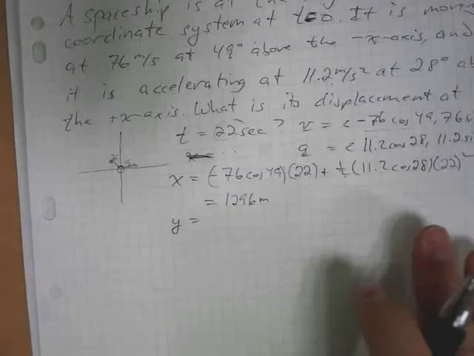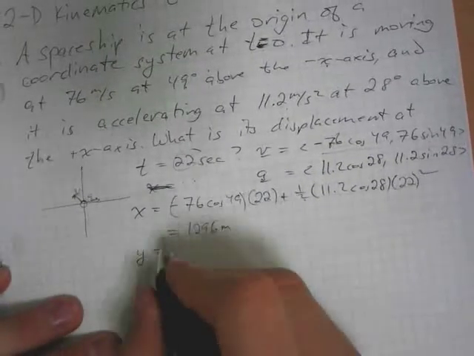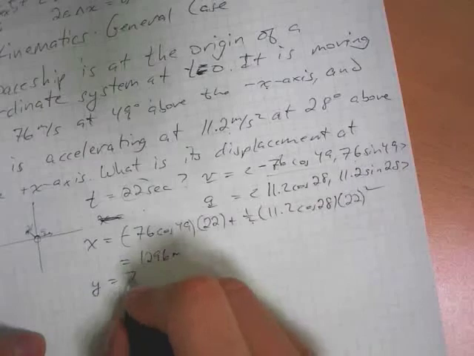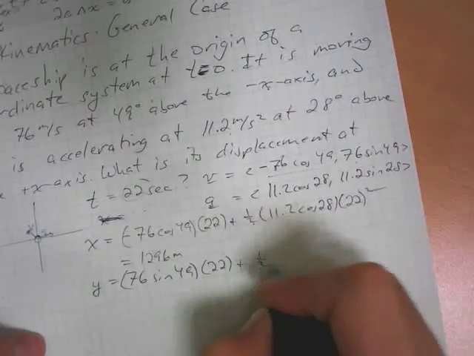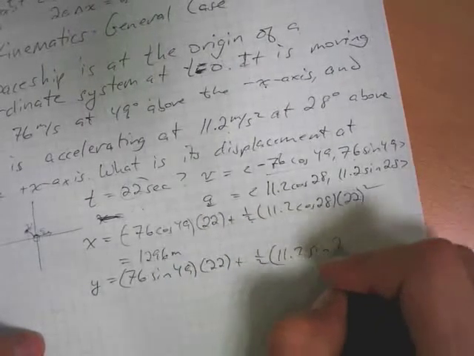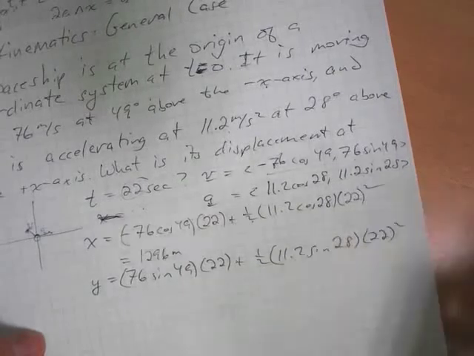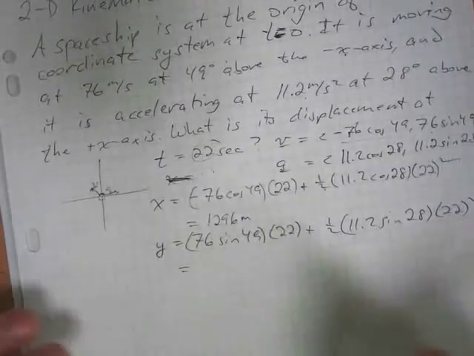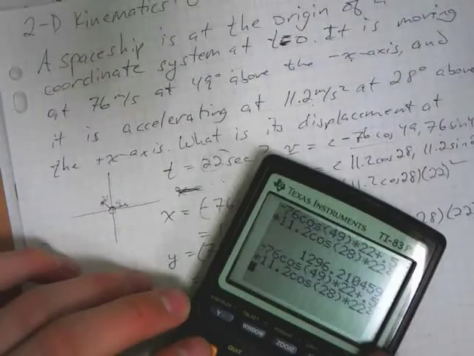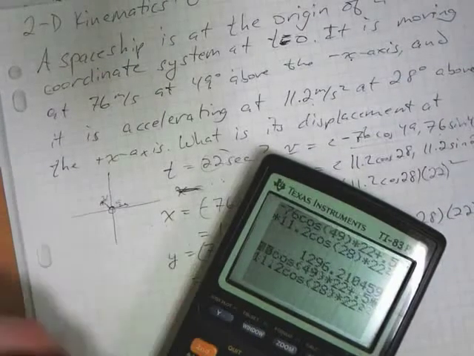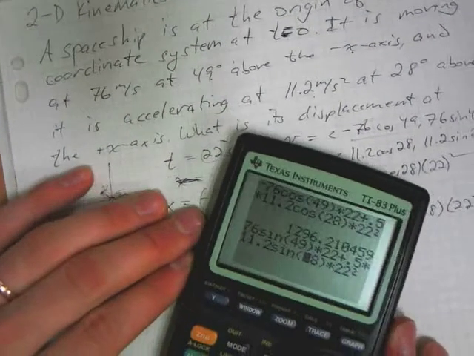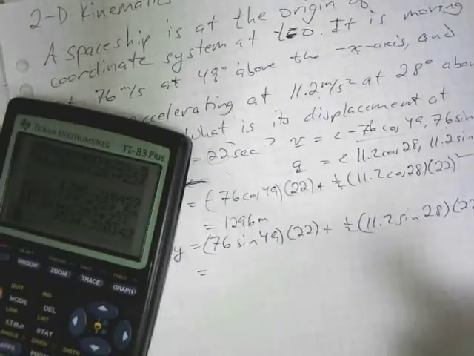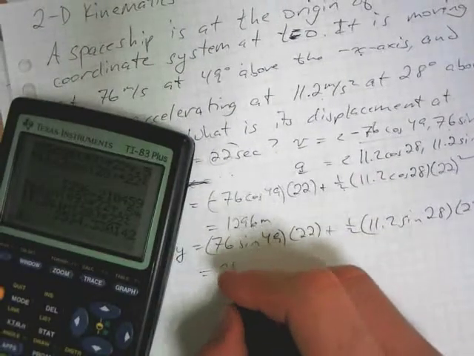y naught is 0 because we're at the origin. V naught y is 76 sine 49. t is 22 plus 1/2, 11.2 sine 28 times 22 squared. And again, you can punch that in. Oops, it's very similar. I'm just replacing the cosines with sines, and then the first one became positive. And so our y position is 2534. So we're done. Or are we?